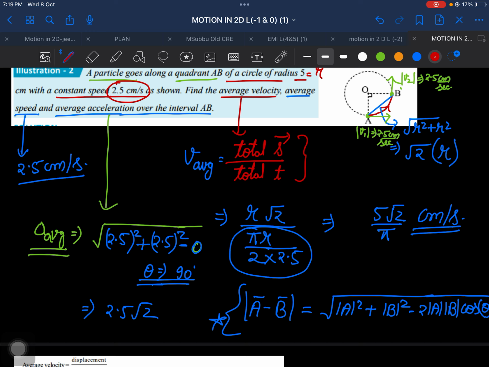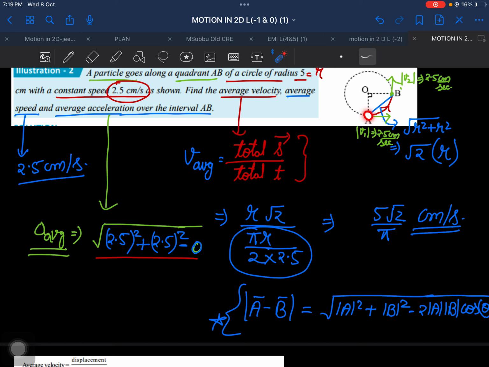So this is your change in velocity divided by the time. What is the time interval? The time is the same again. The time taken by the particle to go from point A to B is the same as we calculated earlier. Time is distance upon speed. So that's what we have done. Here the time is pi r by 2 divided by 2.5.